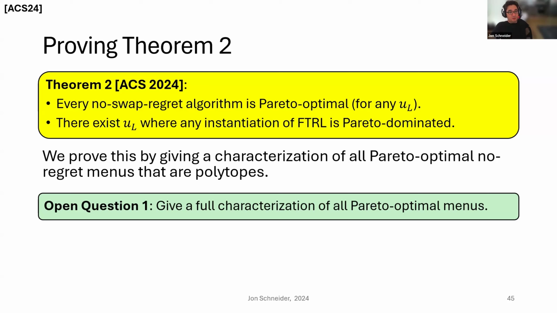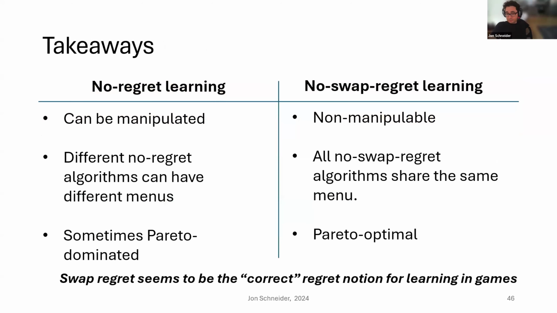You can give a characterization of all these no-regret menus that are polytopes. So we don't have a completely full characterization, but we have enough of a characterization to prove this theorem. I think one interesting open question here is to give a full characterization of every single Pareto-optimal menu, not just menus that are no regret, and not just menus that are polytopes, but menus that can be other arbitrary convex sets with infinitely many extreme points.